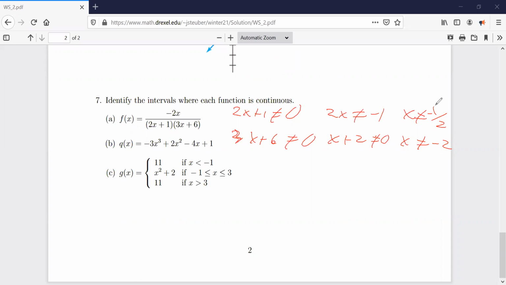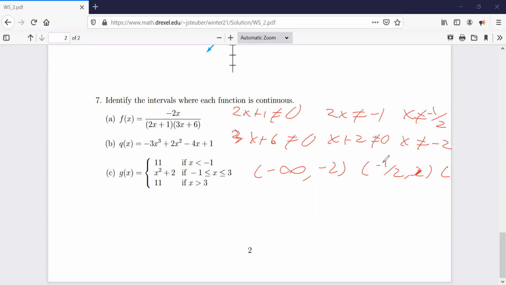So it's discontinuous at x equals -1/2 and x is equal to -2. How would I write this out as an interval for where it's continuous? -infinity to -2, -2 to -1/2, and then -1/2 to infinity. Exactly.